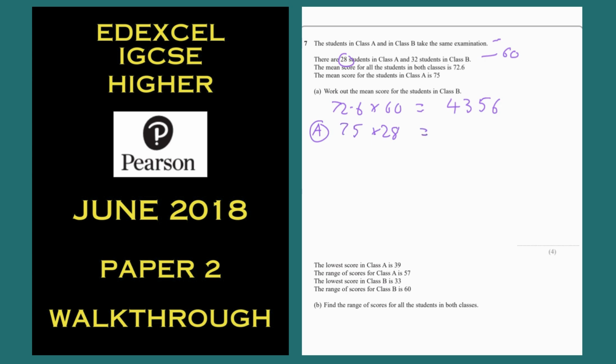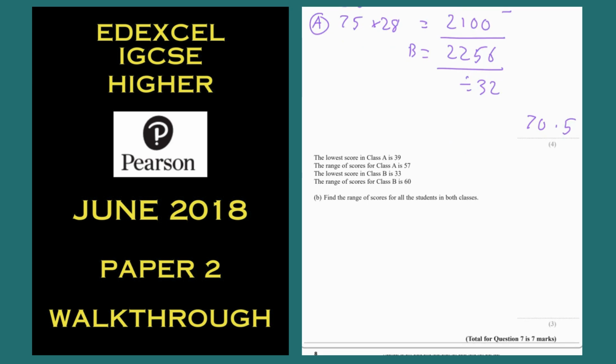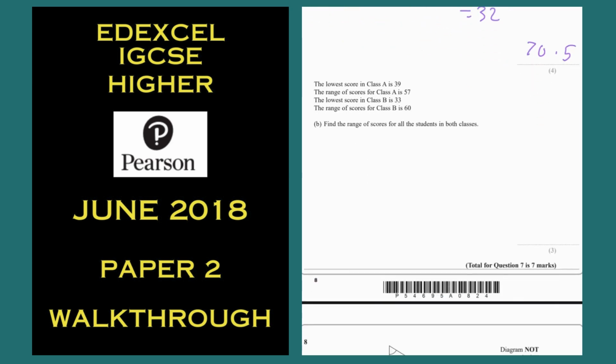The mean score for students in Class A, where there are 28 students, is 75. Those two multiplied gives you 2,100, and if you subtract them, you'll get the total for Class B, 2,256. Final stage, in Class B, there's 32 students. We divide it by 32 to get the average of 70.5.